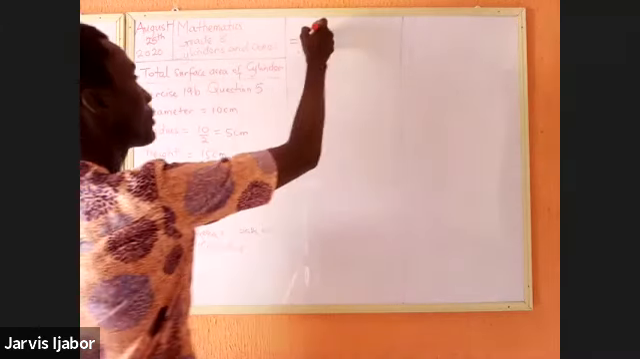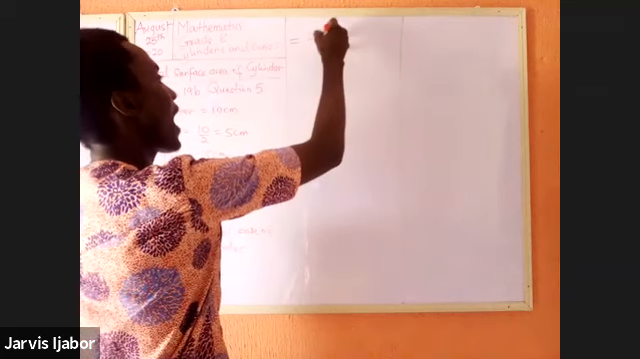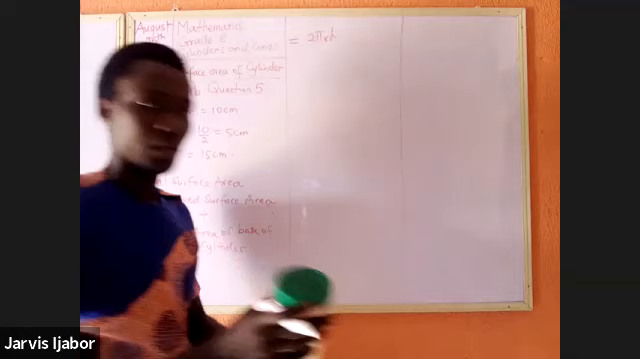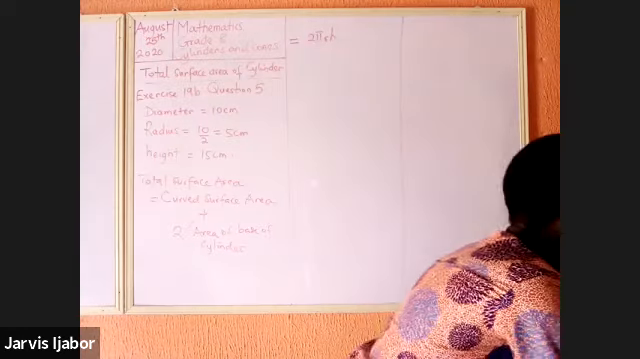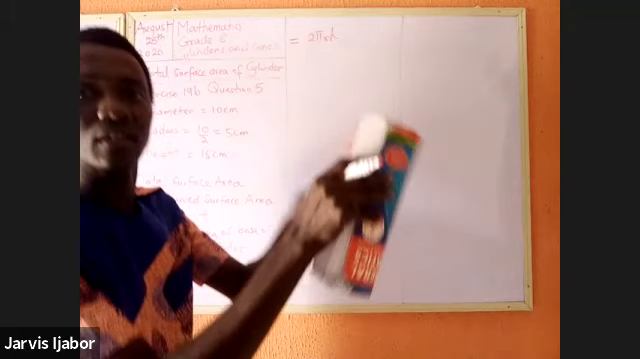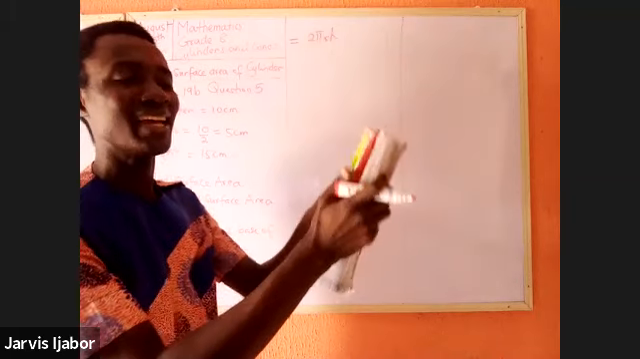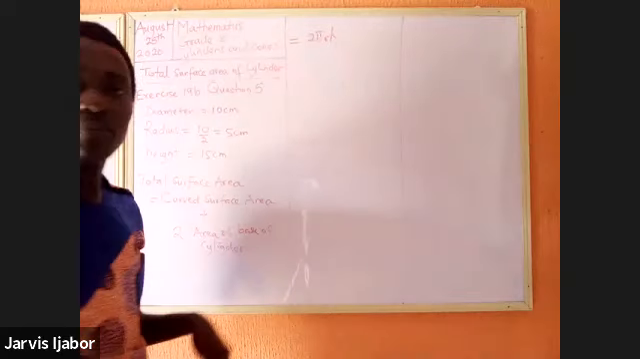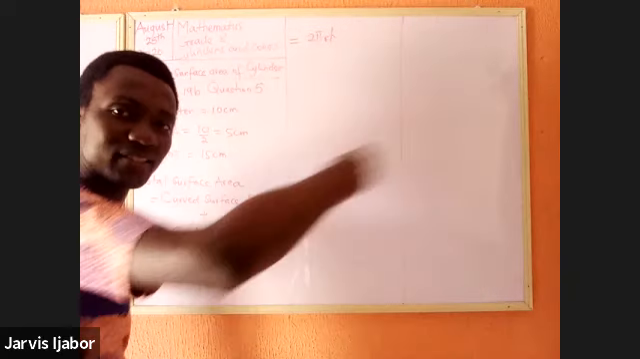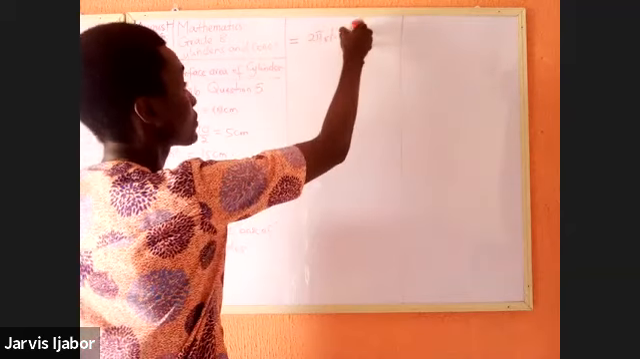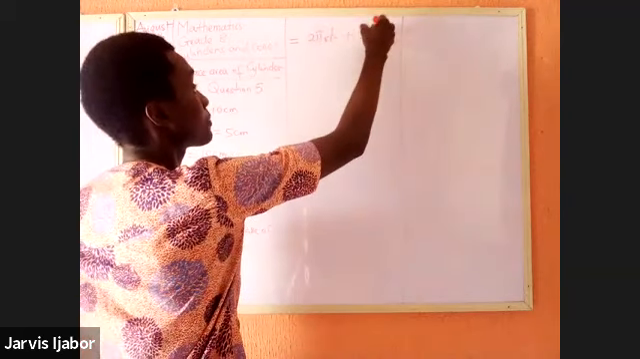It will now be 2 pi r h. How did we get 2 pi r h? If you imagine a plain sheet, and I don't know how many of us were in the previous class, if I roll it up, one side, the height, becomes the length, and the circumference becomes the base. So that's what's happening here. Plus 2 times pi r squared.